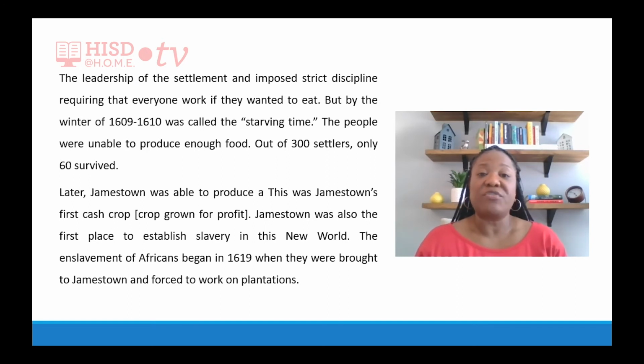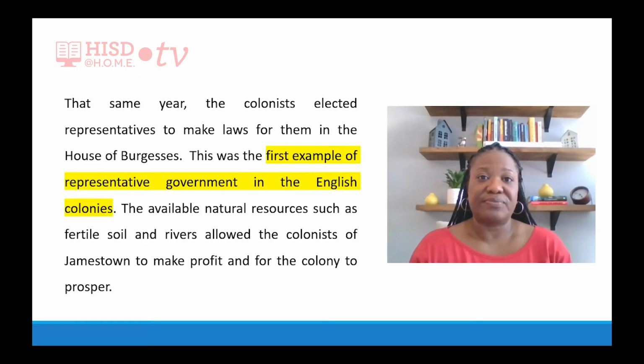And they were the first place to establish slavery in this new world. The enslavement of Africans began in 1619 when they were brought to Jamestown and forced to work on plantations. The same year, the colonists elected representatives to make laws for them in the House of Burgesses. This was the first example of representative government in the English colonies.